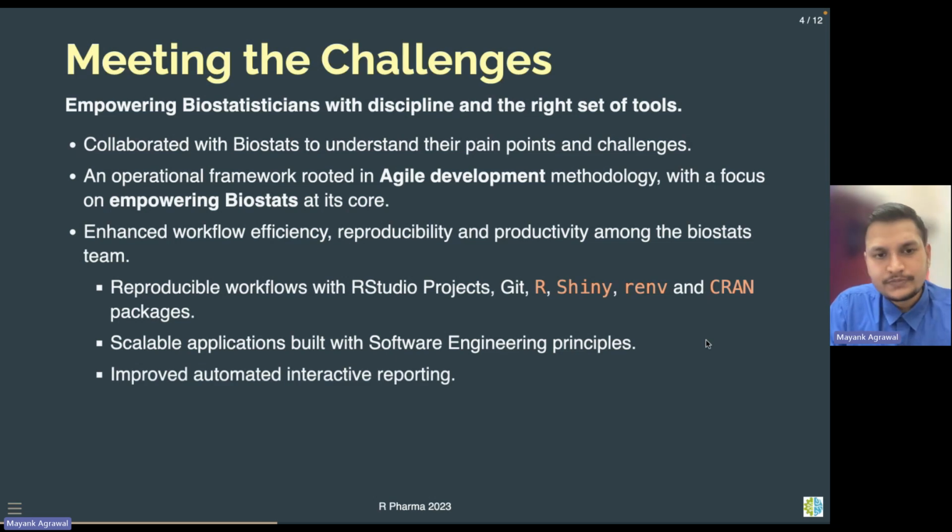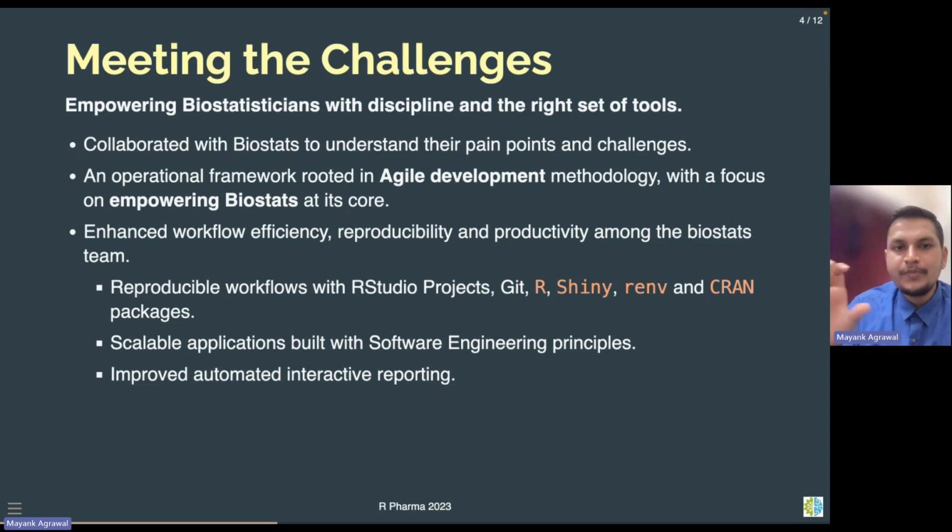We also improved their automated interactive reporting framework, and we were able to cut down the reporting time from a few weeks to a few days because all the information that they needed was right there in the application. All the inputs, all the simulation results, all the visualizations that were produced were available to them in the form of a report at the click of a button.